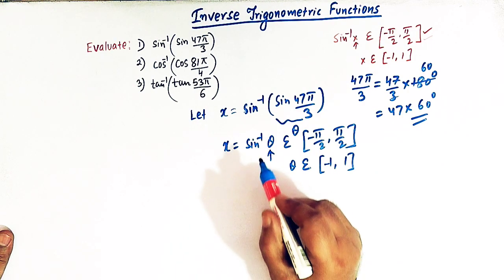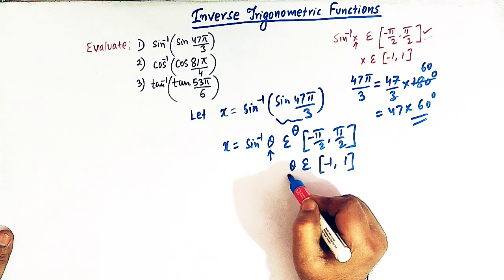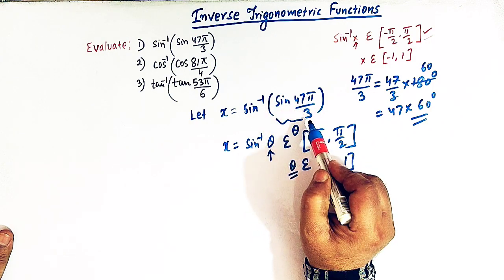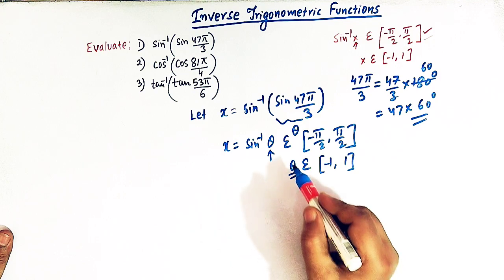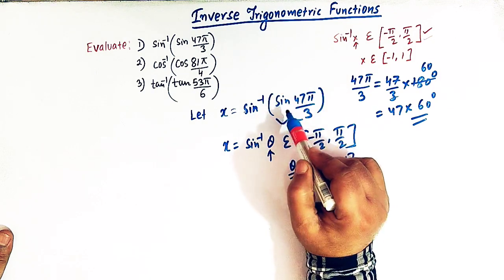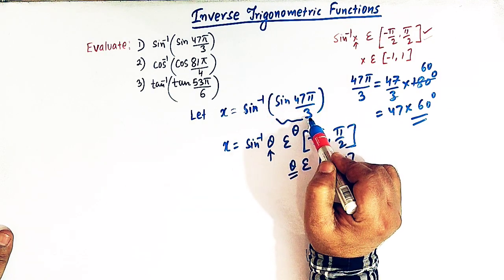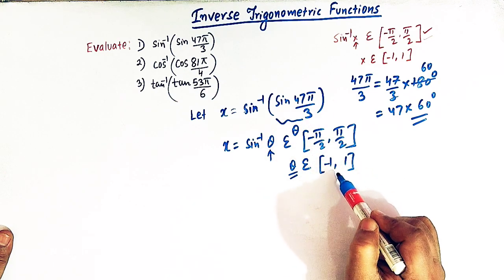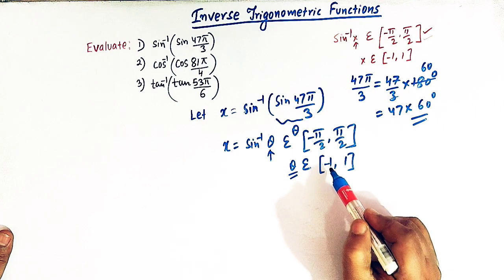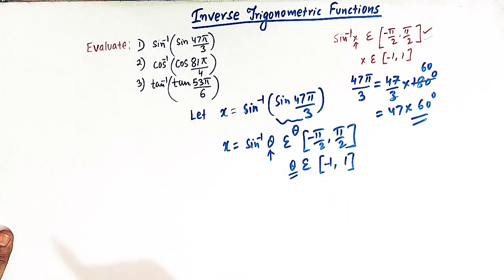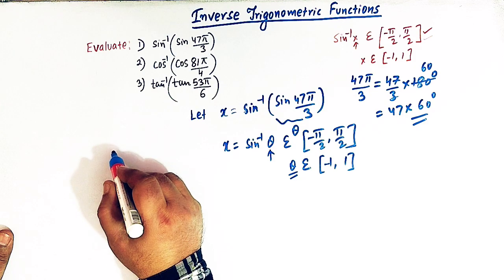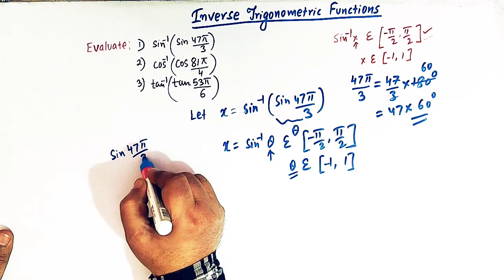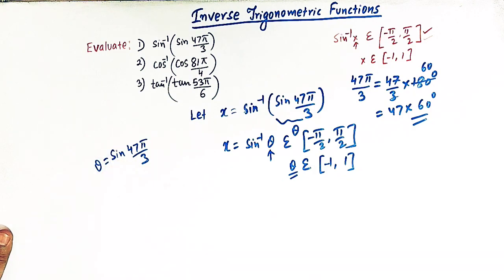Now we have to simplify this theta, which is equal to sine 47 pi over 3, in such a manner that this value lies in the interval from minus 1 to 1, including minus 1 and 1. So let us separately find the value of sine 47 pi over 3, which is our theta.